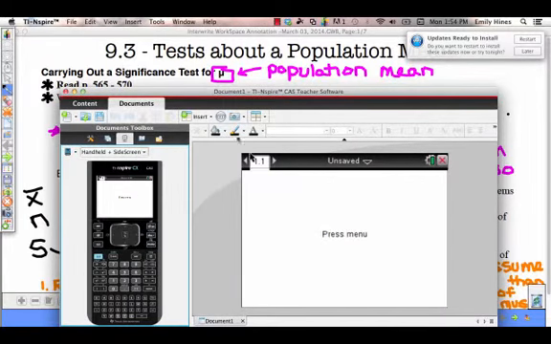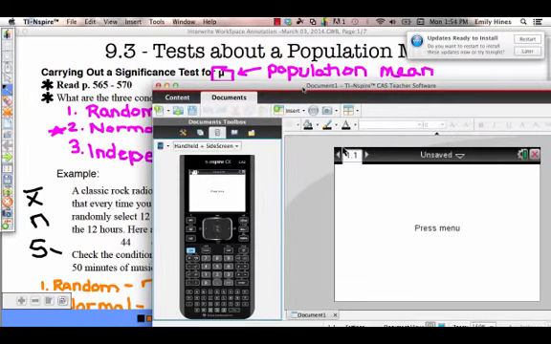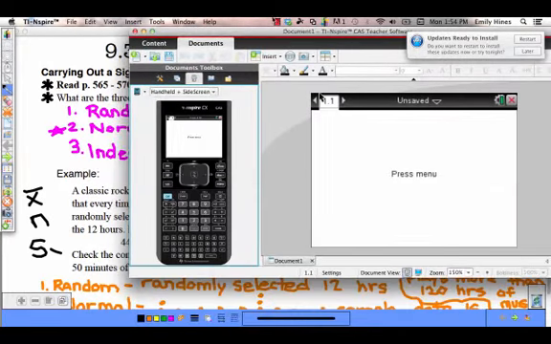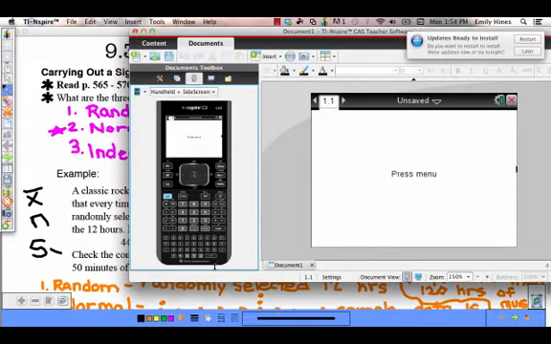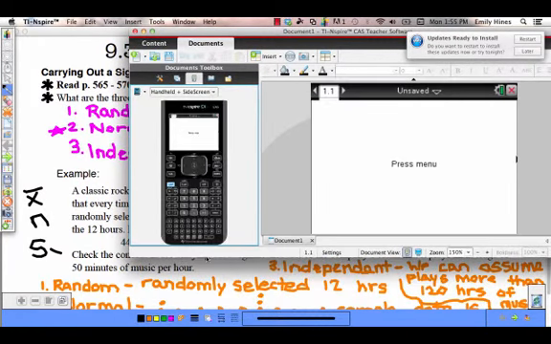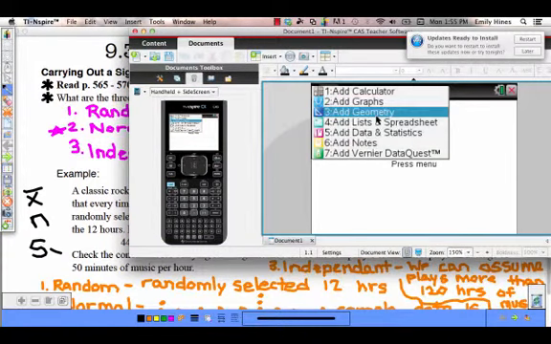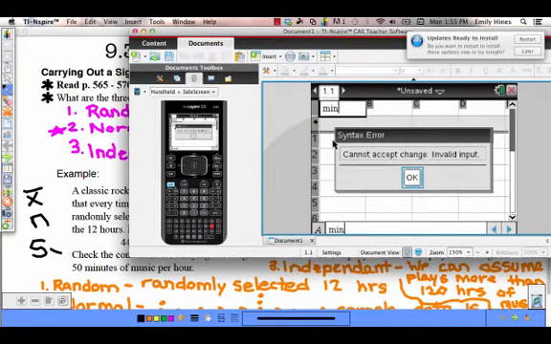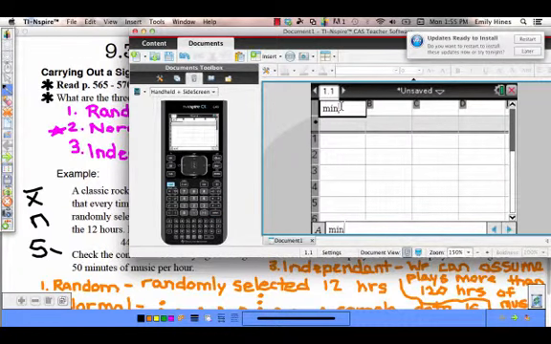So pull up a calculator. I'm pulling up Inspire. That's what I have on my computer, but yours will work either way, Inspire or not. And then I'm going to enter in my 12 pieces of data. So to do that, I'm going to add a list and spreadsheet page. Let's name it minutes because these are all minutes. Oh, it can't accept that because min is a shortcut for minimum.